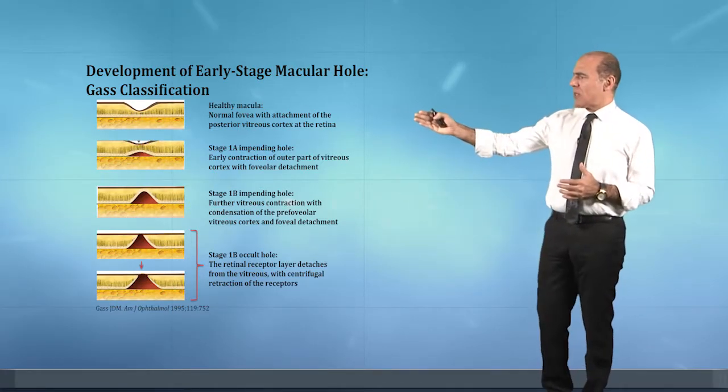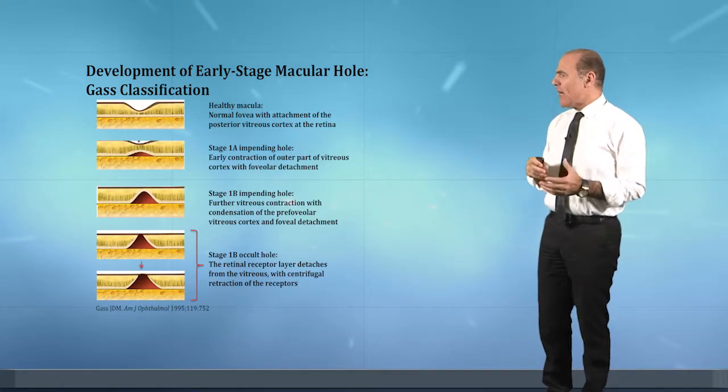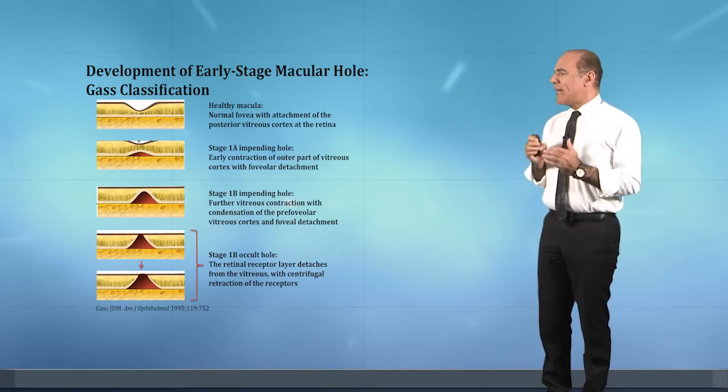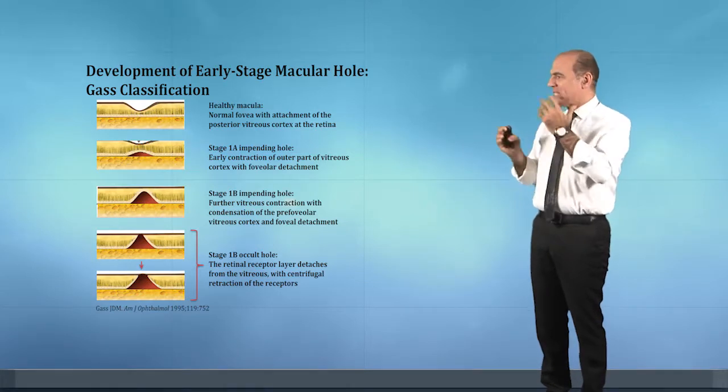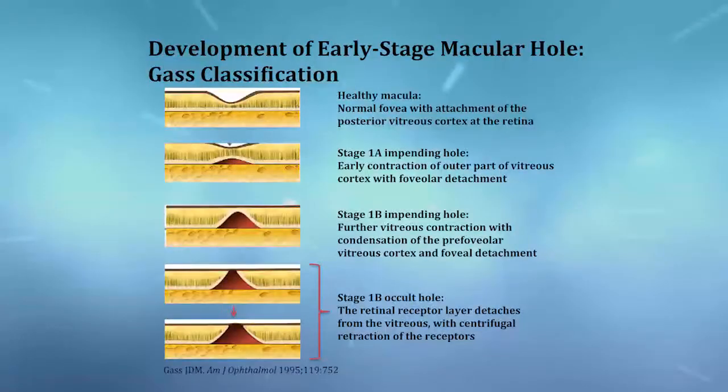If we look at the first picture, that's a normal, healthy retina with all integrated layers, as we see here. We have stage 1A and stage 1B, stage 1A impending hole and also stage 1B impending hole. But what is the difference? The difference in 1A is early contraction of the outer part only of the vitreous cortex with foveolar detachment. But when it is a little bit larger and includes the whole fovea, not only the foveolar, the foveal detachment, it will be classified as stage 1B. It will appear clinically as a yellow ring under the fovea, but with the surface intact up till now.